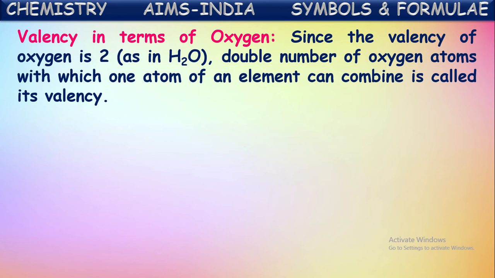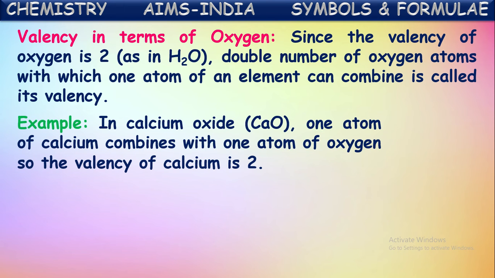So it is taken as fixed, or it is taken as a standard. By taking it as standard, the valencies of other elements are measured in terms of oxygen. So in terms of oxygen, the valency can be defined as double the number of oxygen atoms with which one atom of an element can combine is called its valency. Suppose an element is combining with x oxygen atoms, then its valency will be 2x. So it is defined as double the number of oxygen atoms with which one atom of an element can combine is called its valency. Let us see an example for this also.